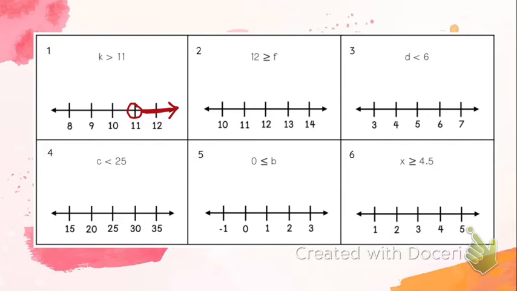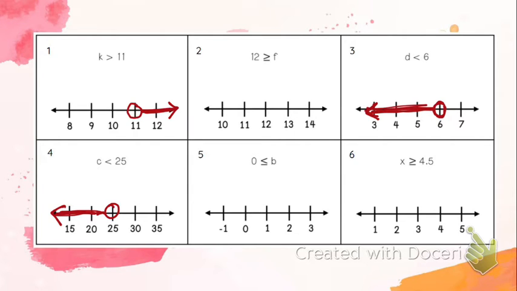Number 3 says D is less than 6. That, again, is an open circle. That means D could be anything to the left of 6, anything over here, but it will not include 6 at all. Number 4, C is less than 25. So it means I put my circle at 25 and go left for it's less than. Now, here's the thing. It's not included, right? 25 is not going to be an answer. C can be anything that is less than 25, but not 25. 5 is written a lot like 2, and we'll come back to that.